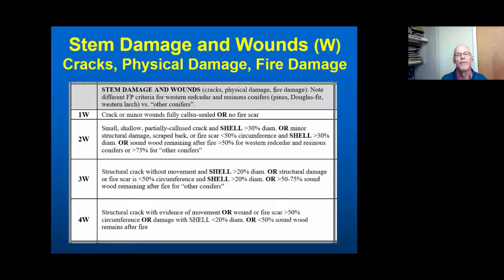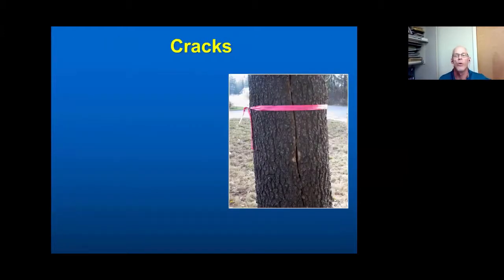Okay, stem damage and wounds. This actually takes into account a number of different sorts of damages, but they're all rated similarly, so they're kind of lumped together into this category. We're going to walk through one by one. Cracks are a particularly tricky and dramatic sort of forest defect, and I'm going to try and explain how we go about looking at those.